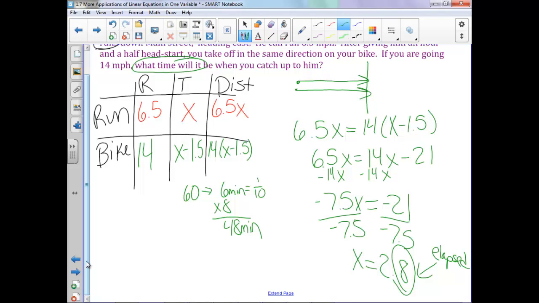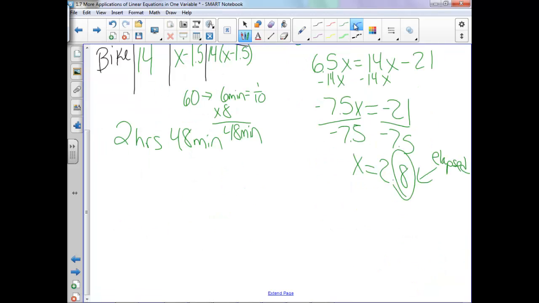So we know the total time elapsed was 2 hours and 48 minutes from when the first person started, because that's what our x was. So then if we left at 10, after 2 hours and 48 minutes, it's going to be 12:48 p.m.